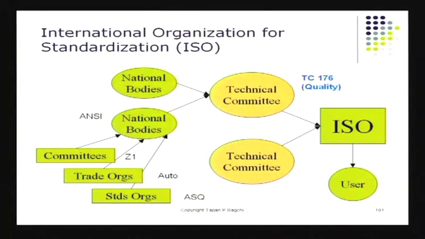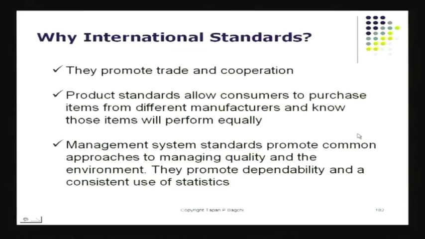How was the technical committee formed? Initially there were local committees, then there were national bodies, and the national bodies came together. They contributed members into this technical committee. TC 176 was the committee that led to the ISO 9000 drafting, and that was drafted in 1987, and it became an international standard.